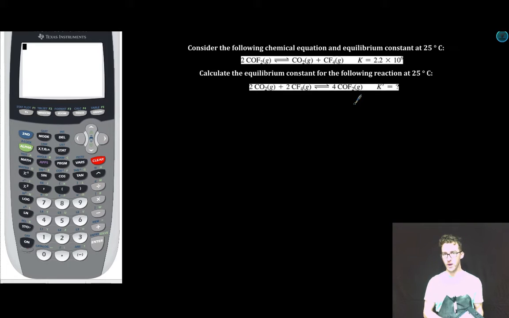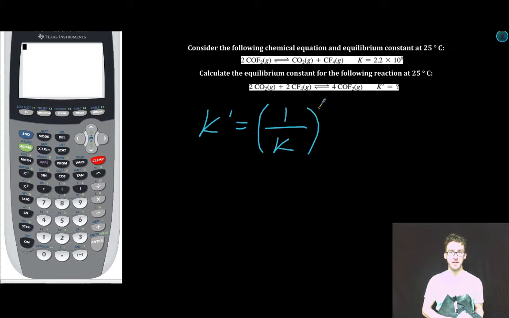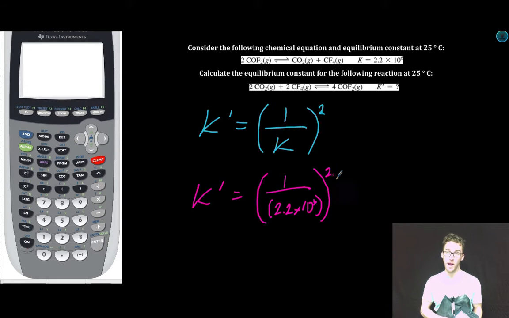Recognize the second equation has been reversed and multiplied by a factor of 2. K prime equals 1 over our initial equilibrium constant because we reversed it. That value will then be squared because we multiplied it by a factor of 2. K prime equals 1 over 2.2 times 10 to the 6, that value squared because we multiplied it by a factor of 2.